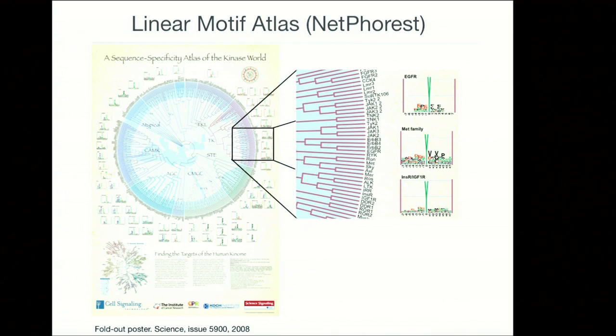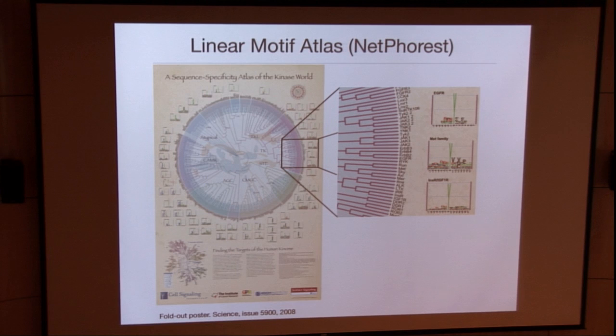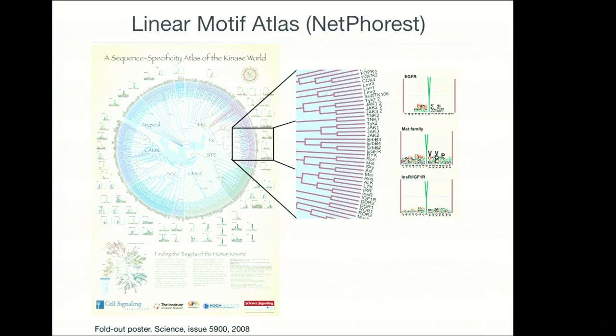It can also be used as a simple lookup atlas, and here we made a poster so bench biologists can go in and check out their favorite kinases and see what they recognize. In this case, EGFR doesn't have a strong motif, but there is some preference for hydrophobic amino acids in black here and some acidic amino acids in red here.